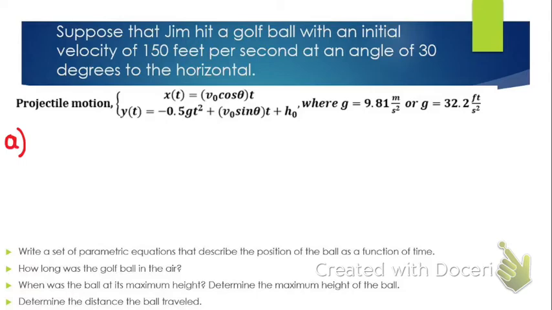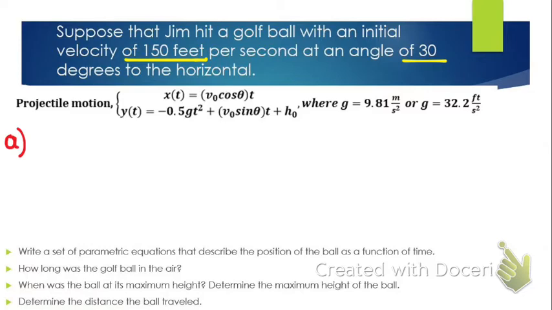Okay, so when we write our parametric equations, it says that our velocity is 150 and the angle is 30. And in golf, when you hit the ball, you hit it from the ground. So the initial height is 0. So let's look at our equations.